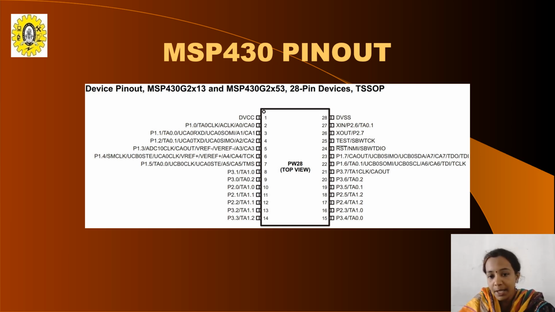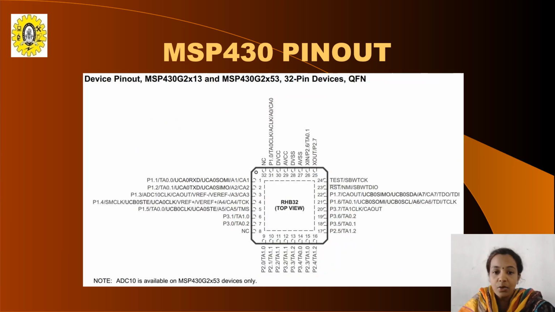So here we will be having port number 1, port number 2, port number 3. Port number 3 is designed till P3.7. Clock in and clock out signals are there for each and every port. As in the previous MSP430, reset pin is also there, test pin is also there, XIN and XOUT pins are also there. So this is the advanced quad pin.